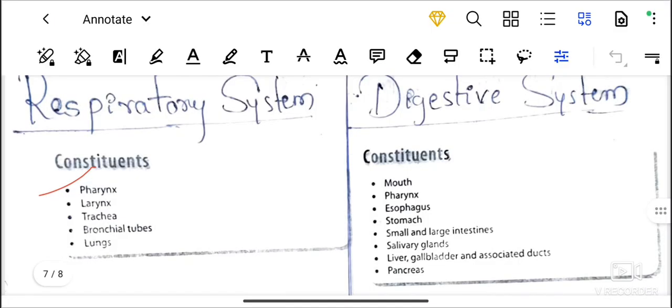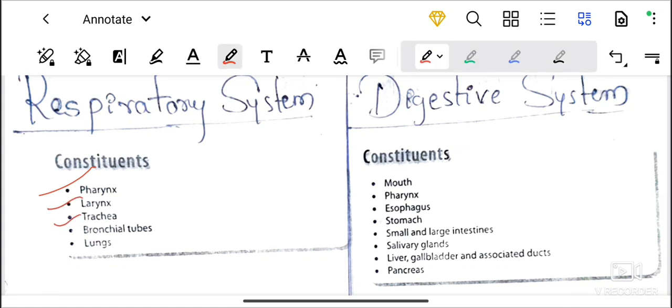Respiratory system. In that we will discuss the pharynx, larynx, trachea, bronchial tubes and lungs.